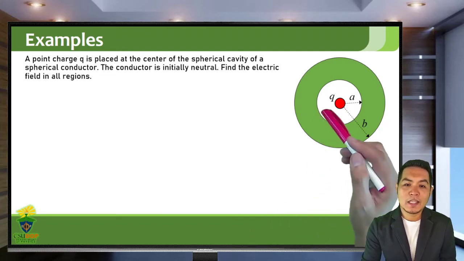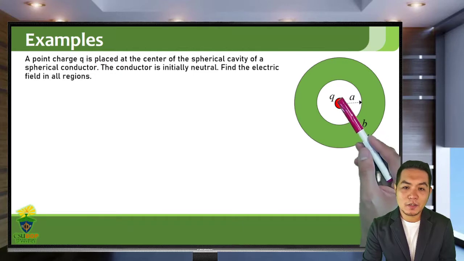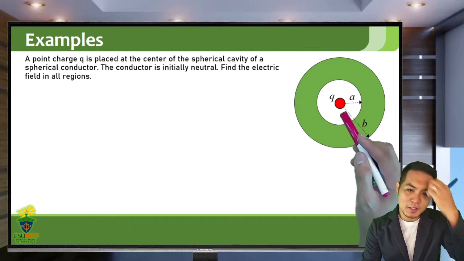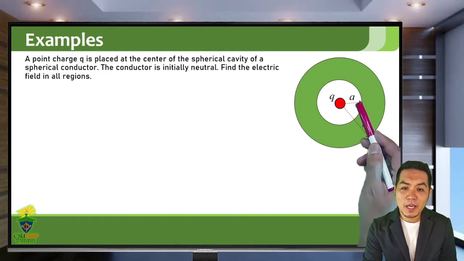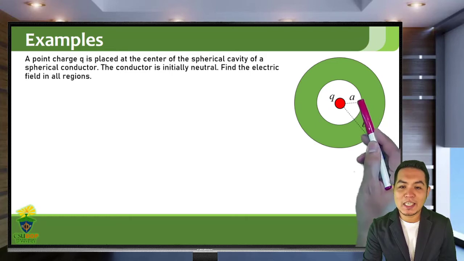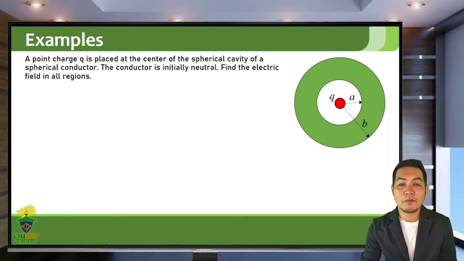There are 3 regions here. Since this is spherical, we will base the regions on their r values: from 0 to A, from A to B, which is the bulk of the conductor, and then from B to infinity, outside of the conductor.